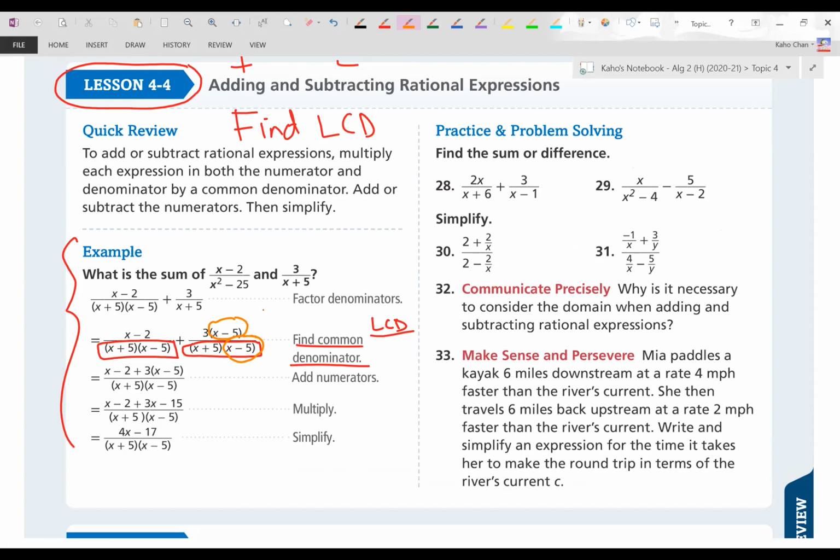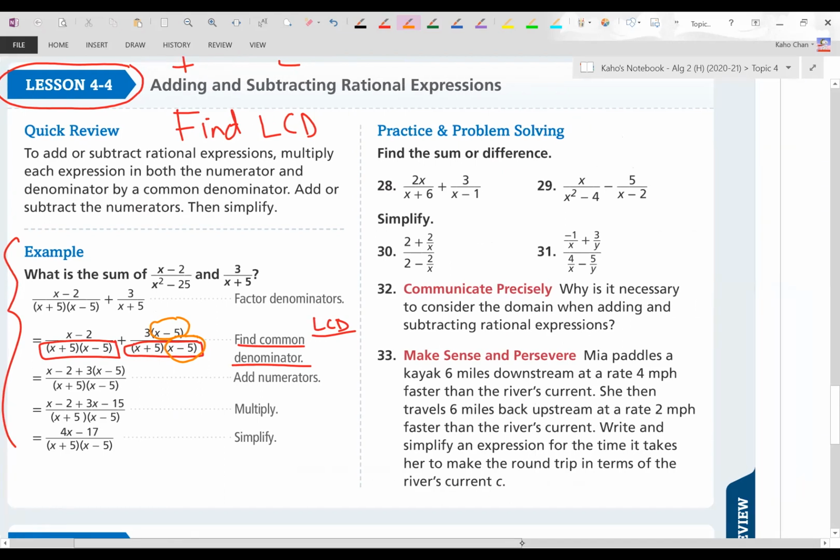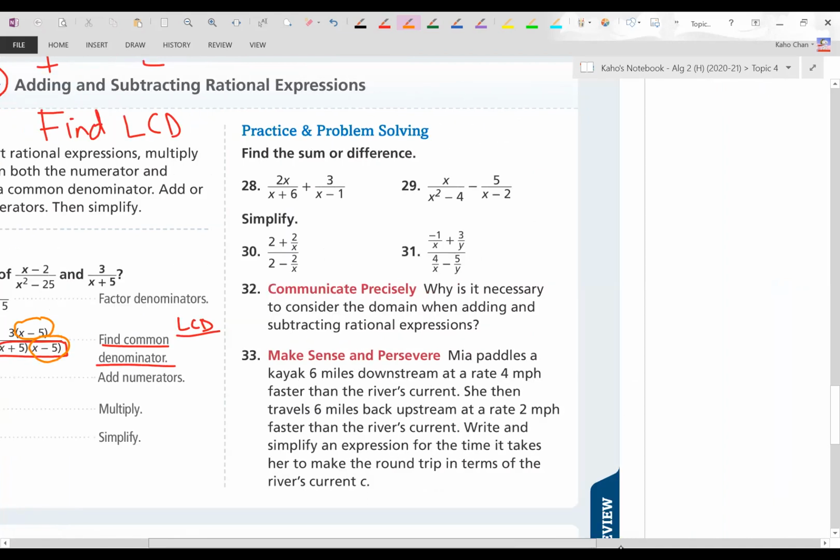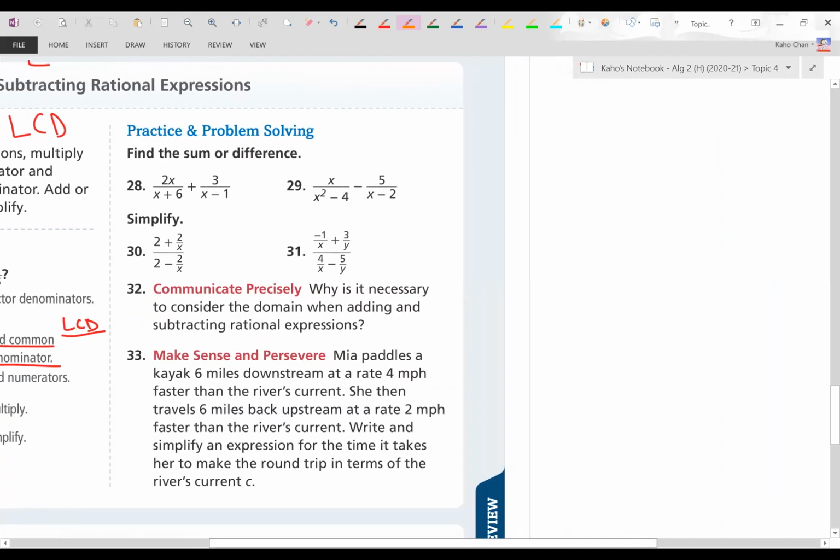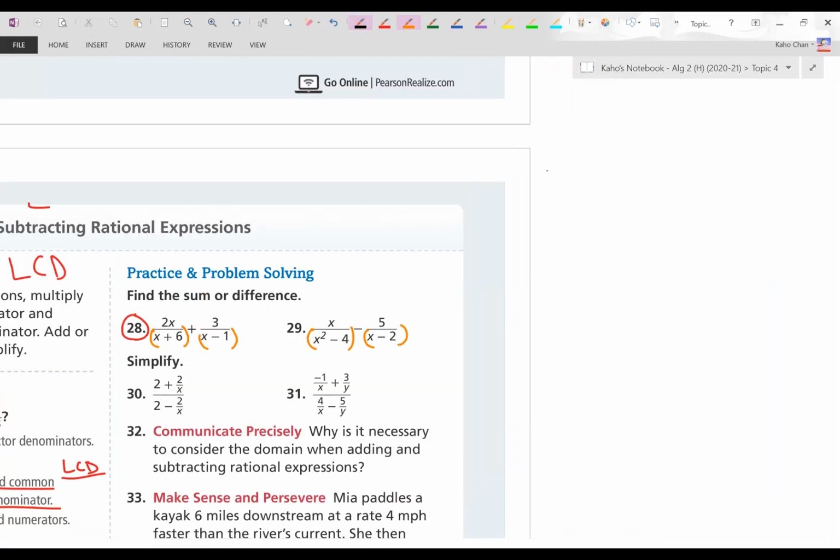Okay? All right, let's try some problems. Number 28, 29, 30, and 31. Or maybe not 31. All right, here we go. Number 28. Parenthesizing all the polynomials. 30, holy cow, that's a complex fraction, isn't it? I'm not looking forward to that. But we'll definitely do number 28. Here we go.